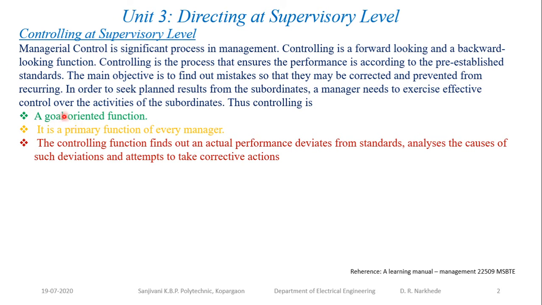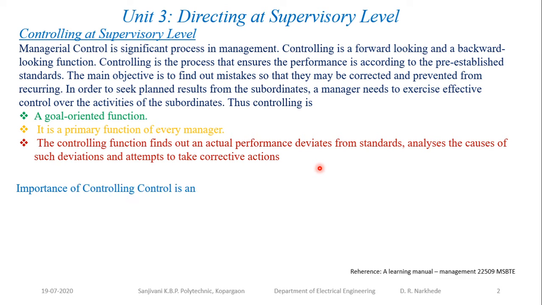OK, what is the goal of the organization? It should match up with this. It is a primary function of every manager. It is every manager's job. A controlling function finds out the actual performance deviates from standard. What happens in the controlling function? You can find out whether the performance has deviated from the standard performance. You can analyze the causes of such deviation and attempt to take the corrective action.